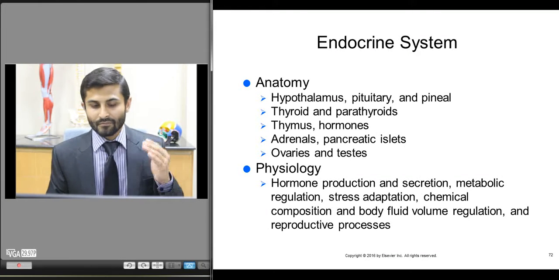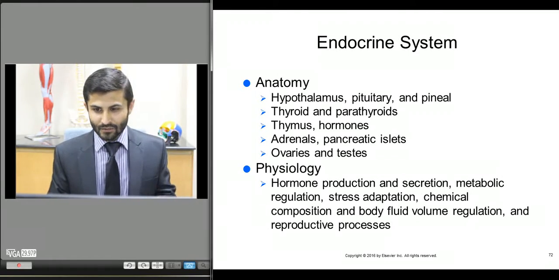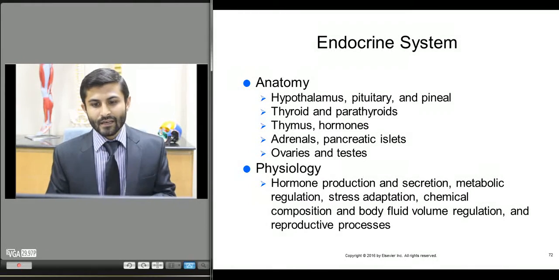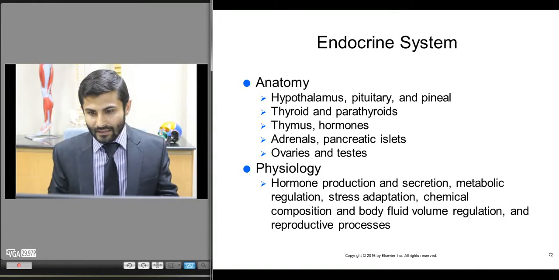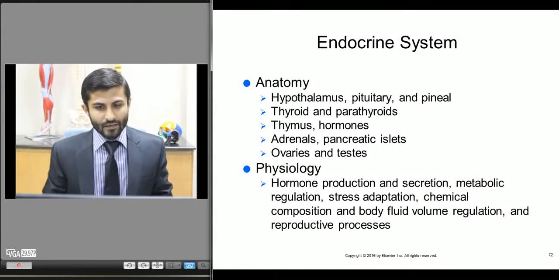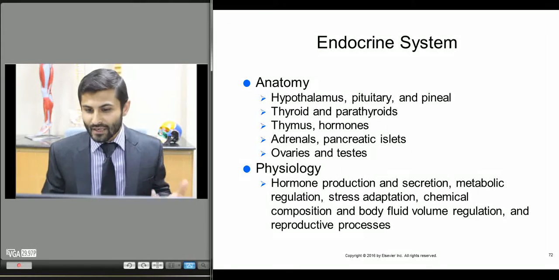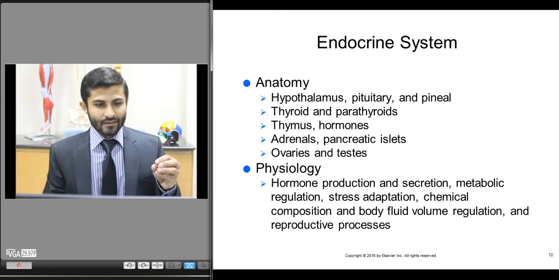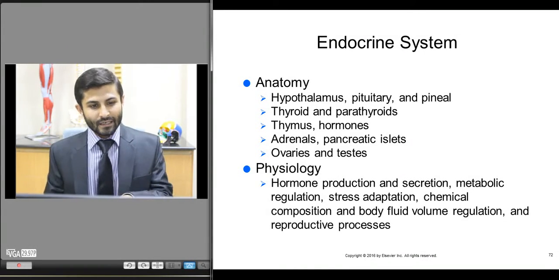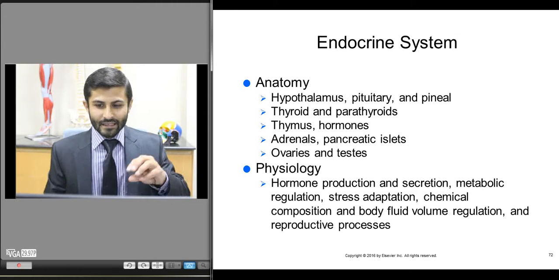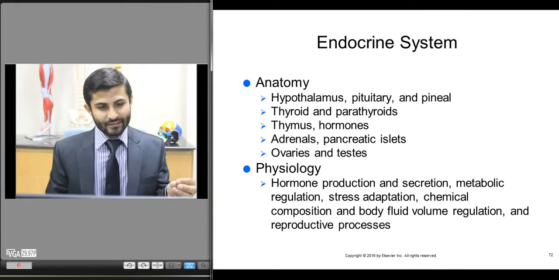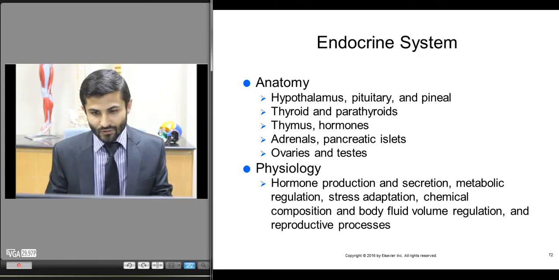The pituitary has two divisions, the anterior and the posterior pituitary. Then the pineal gland, thyroid and parathyroid, thymus, adrenals, pancreatic islets, ovaries, and testes. In physiology, we look at hormone production. Hormones are secretions that are secreted directly into the blood. They come from endocrine glands, unlike exocrine glands, which have a duct.